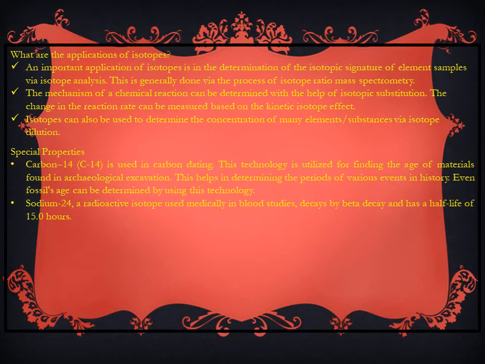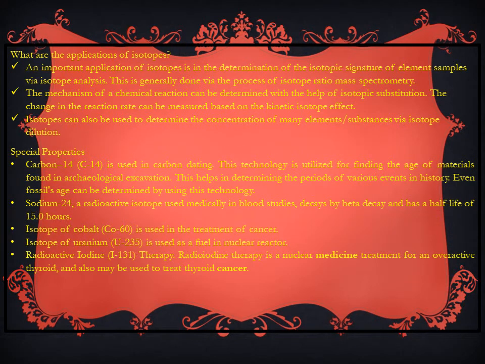Sodium-24, a radioactive isotope used medically in blood studies, decays by beta decay and has a half-life of 15 hours. Cobalt-60, Co-60, is used in the treatment of cancer. Uranium-235 is used as a fuel in nuclear reactors. Radioactive iodine I-131 is used in the treatment of goiter.